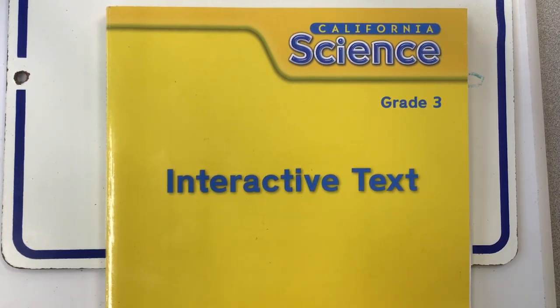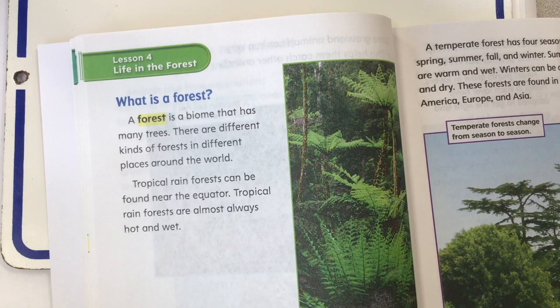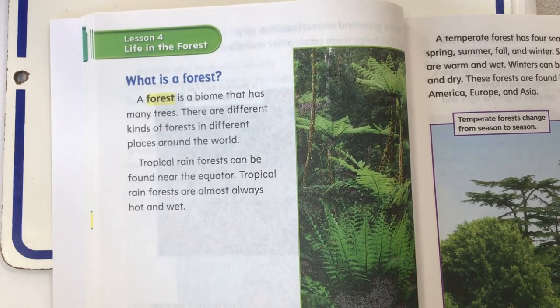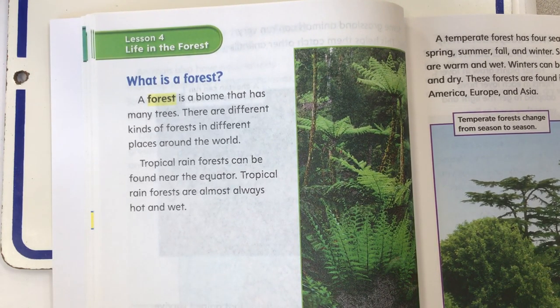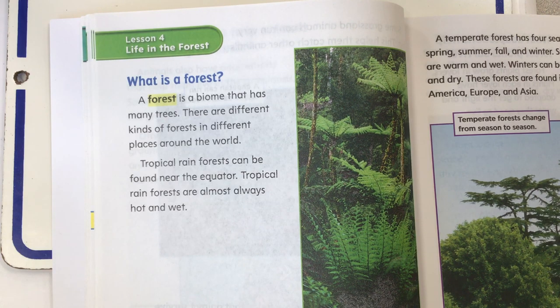in the California Science Grade 3 Interactive Text. We will be working on pages 22 through 29 today. Lesson 4, Life in the Forest. What is a forest? A forest is a biome that has many trees. There are different kinds of forests in different places around the world.